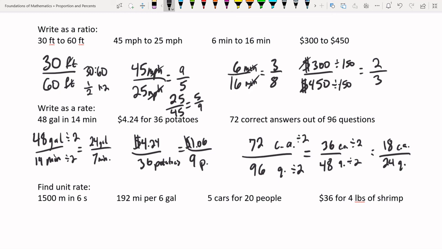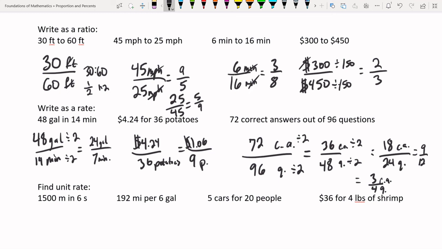Make sure I'm doing this right. Yep, we can divide by 2 again. That gives us 9 to 12. And here we can divide by 3. 9 to 12 divided by 3 gives us 3 fourths. So you can directly see that this is 75%. 3/4 is 3/4, so 75%.